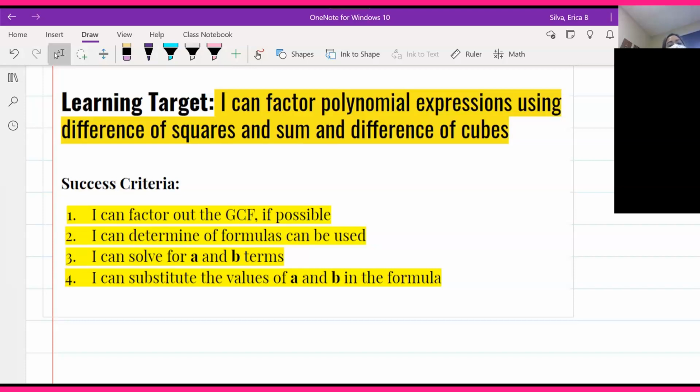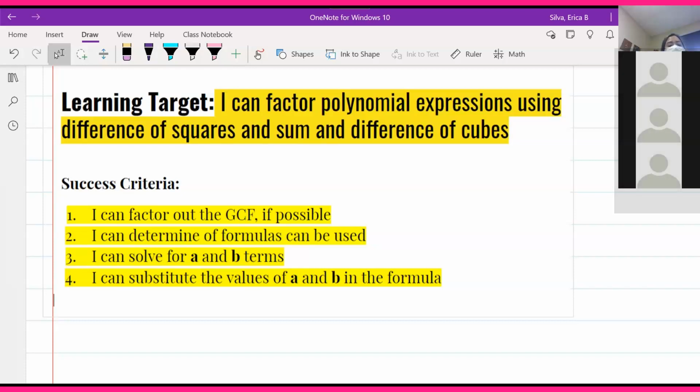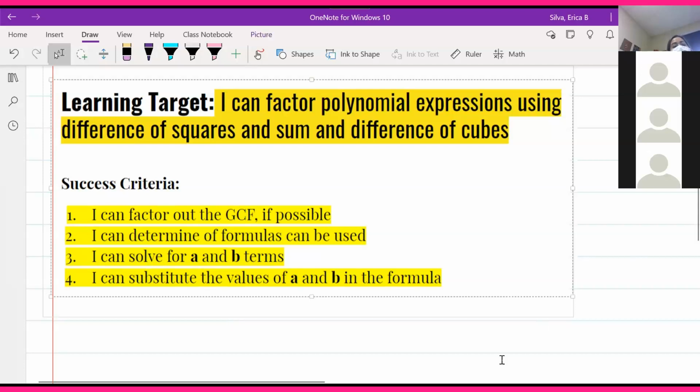Determine which of the formulas can be used. Then solve for the A and B terms, substitute the values in a formula, and that's it. So let's go ahead and look at the first problem.